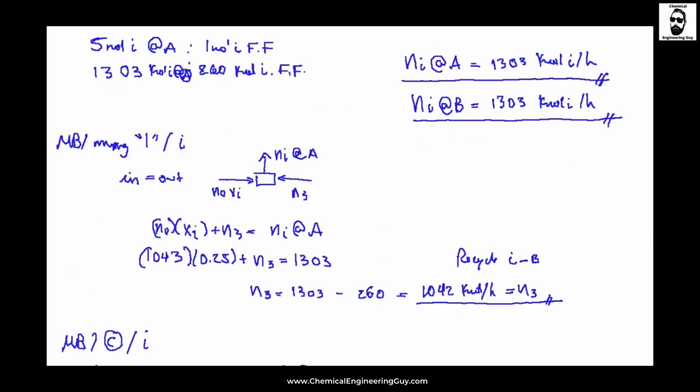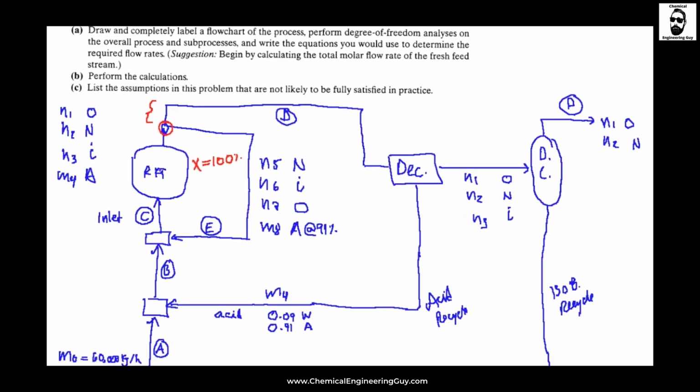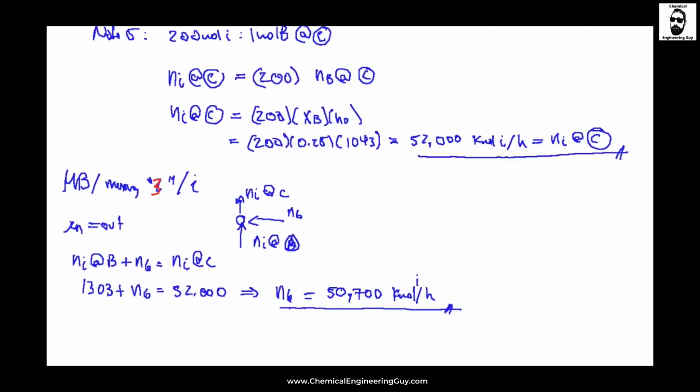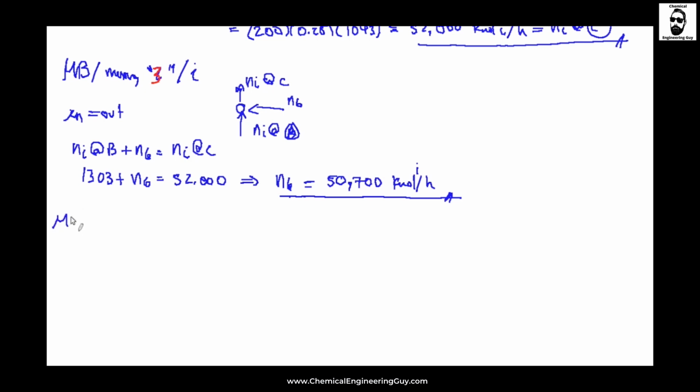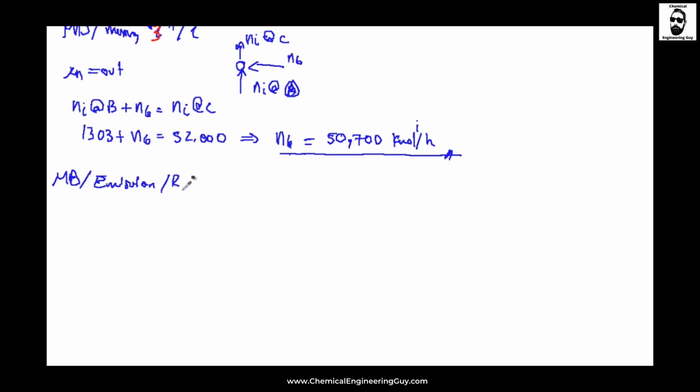What else can we do? Maybe we can still do a mass balance. No, I think we need to jump to the mass balance in the recycle. Not the emulsion, recycle, and actually it's in flow E, and I'm going to also use flow D.